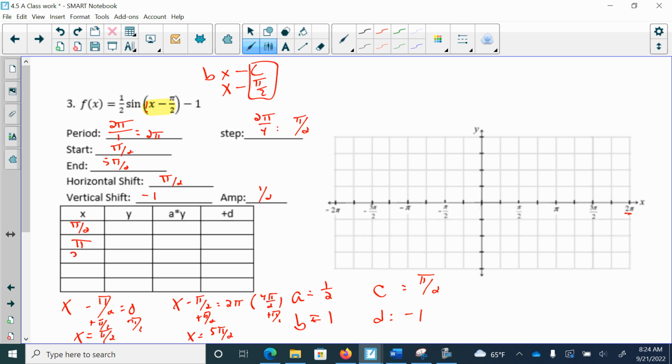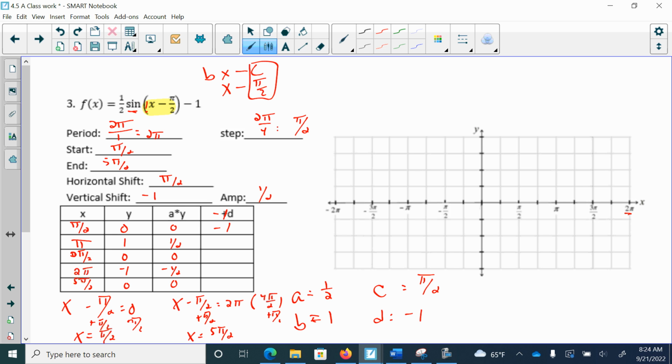Then 3 pi over 2, 4 pi over 2, which is 2 pi, and then finally 5 pi over 2. It is a sine curve, so that's going to be 0, 1, 0, negative 1, 0. Now I'm going to multiply by my a, so that's still going to be 0, 1 half, 0, negative 1 half, and then 0. And then finally my d is to subtract 1.